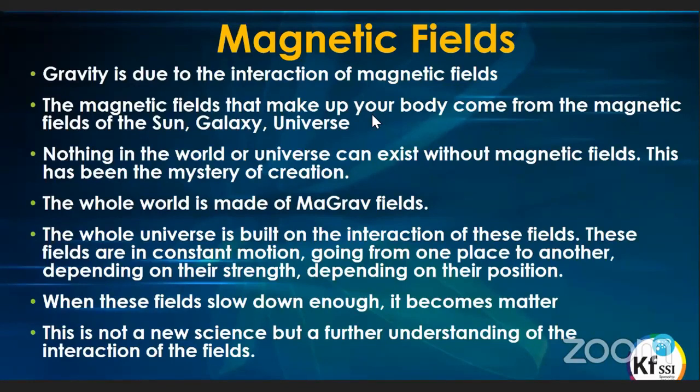These fields are in constant motion, going from one place to another, depending on their strength and depending on their position. And when these fields slow down enough, it becomes the matter state. That's what we can see. So this is not a new science, but just a further understanding of the interaction of the fields that creates everything around us, that creates who we are and everything around us.